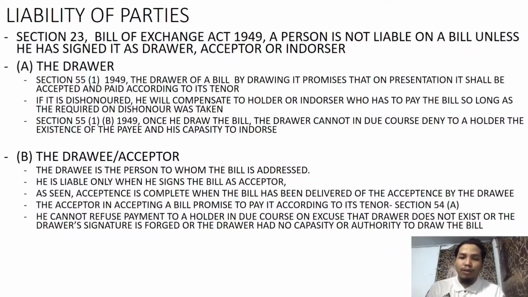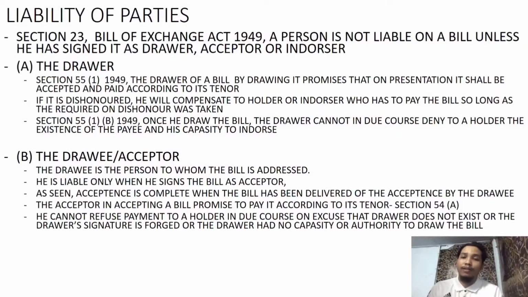Okay, number 2, the drawee or acceptor. The drawee is the person to whom the bill is addressed. He is liable only when he signs the bill as acceptor. As seen, acceptance is complete when the bill is delivered or when the person entitled to the bill has been notified of the acceptance by the drawee.